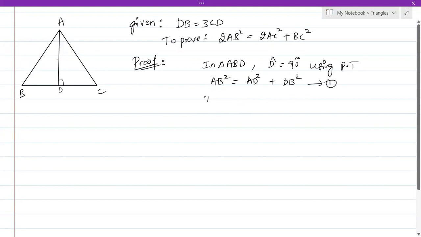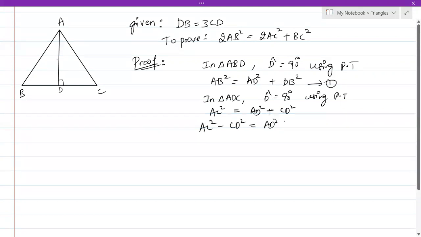We also need AC square. So let me take the triangle ADC. Again, D is 90 degrees. So using Pythagoras theorem, we get AC square is equal to AD square plus CD square. Equation 2. Let's find AD square here. That is AC square minus CD square will become AD square, isn't it? Let's take this as equation 2.